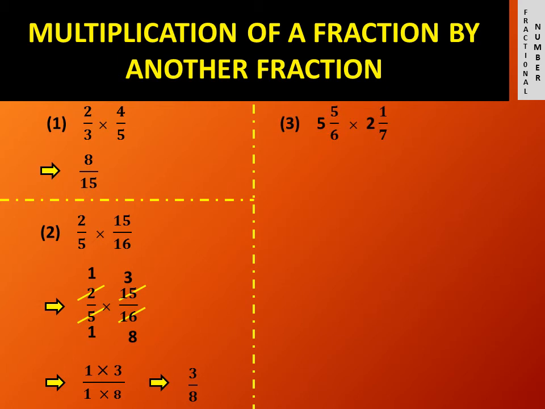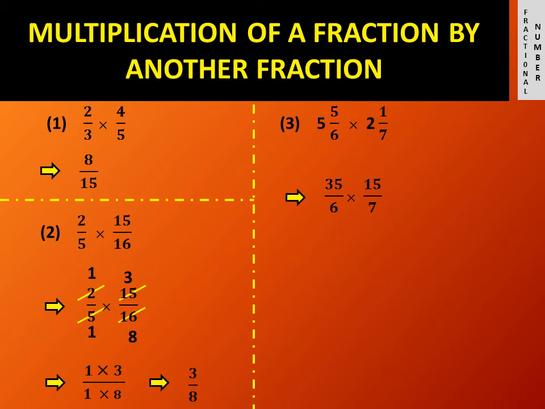Question number 3. 5 upon 6 multiplied by 2 1 upon 7. First we convert the mixed number into an improper fraction. How? Let's see. 6 fives are 30 and 30 plus 5 is 35. So the fraction is 35 upon 6. Then write the multiplication sign as it is. 7 twos are 14 and 14 plus 1 is 15. So the fraction is 15 upon 7.